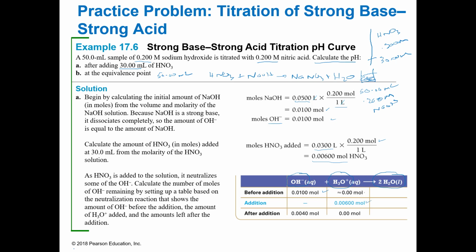So initially we approximate this to be 0. Remember, it's not actually 0, it's 1 times 10 to the negative 7th molar, but these numbers of moles are so large compared to 1 times 10 to the negative 7th molar that we're going to approximate that the original concentration of the hydronium ion is 0. So after we add this nitric acid, all that hydronium ion is going to be consumed by this larger quantity of hydroxide ion. So in the end, this is how much hydroxide ion is left over, and all of the hydronium ion has been consumed.